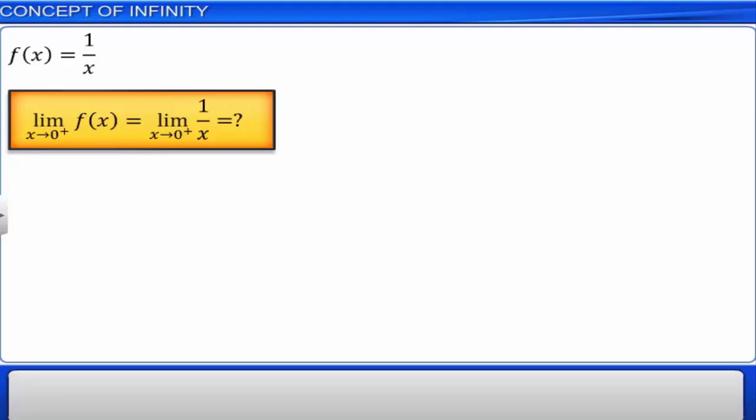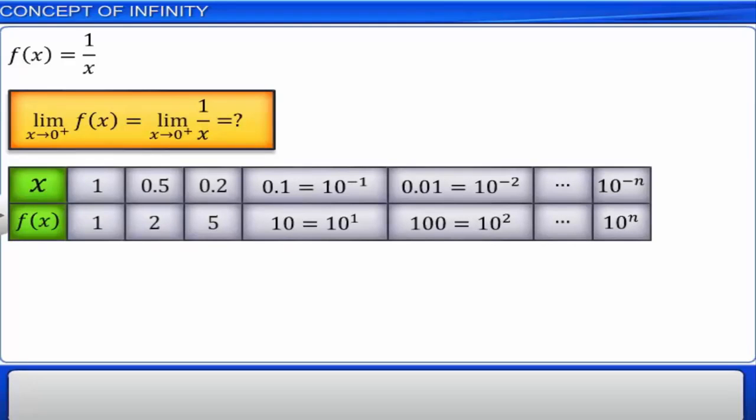This table shows the values of f of x for different values of x. When x is equal to 1, f of x is also equal to 1. The value of the function at x is equal to 0.5 is 2. The value of the function at x is equal to 10 raised to the power minus 1 is 10. The values of the function at other points are as shown.